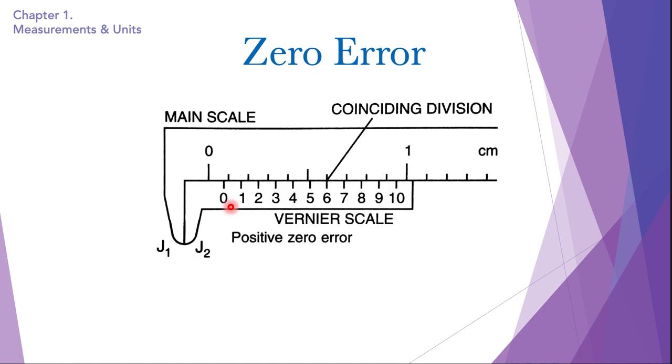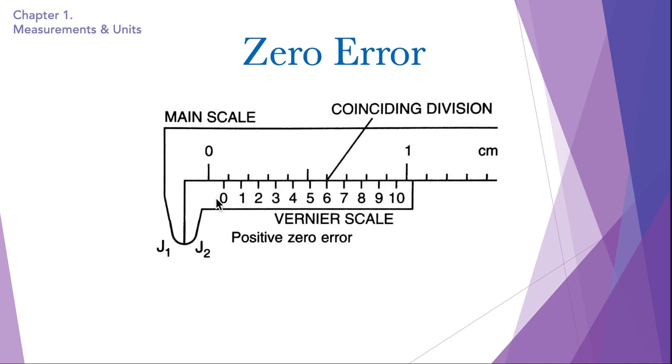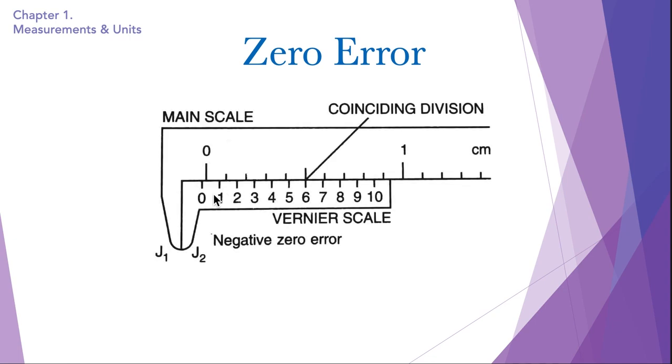Now, how to read the zero error? In order to measure using a vernier calipers with zero error, we would have to know the zero error, and then find out how to measure accurately with it. There are two types of zero error: a positive zero error and a negative zero error. The positive zero error is when the zero on the vernier scale is to the right side of the zero of the main scale. And a negative zero error is when the vernier scale zero is to the left side from the zero of the main scale.